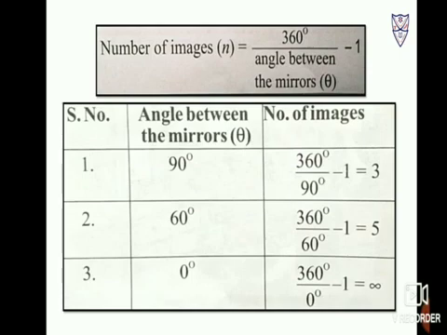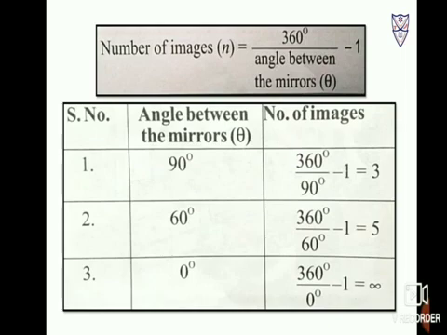So the formula is 360 upon the angle between the mirrors, minus 1. Now see the first one. If the angle between the mirrors is 90, how many images are formed? For that we have to use this formula: 360 upon 90 minus 1. When we calculate it, we get 3 images. So 3 images are formed when mirrors are kept at a 90 degree angle.